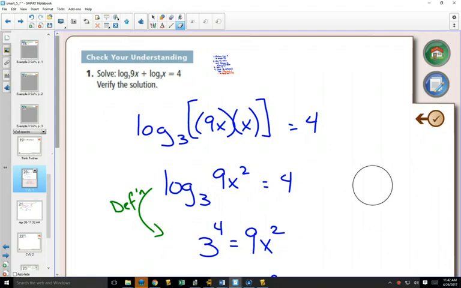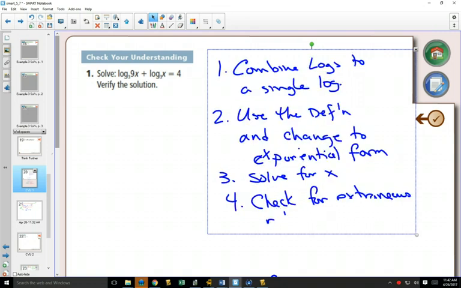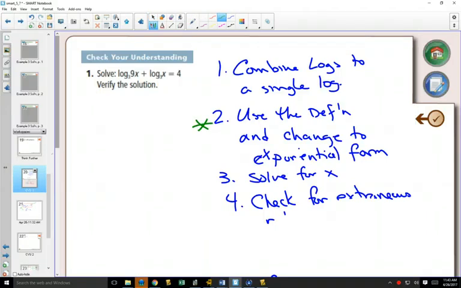So to recap, what did we do? We combined our logs to a single log. We used our definition. Okay. This is the step I'm going to forget. Step 2, once you've got that single log, you'll be like, what do I do next? Because it's such a weird thing to do, to use a definition in the middle of algebra. Use that definition to change to exponential form. Solve for x and check for extraneous.